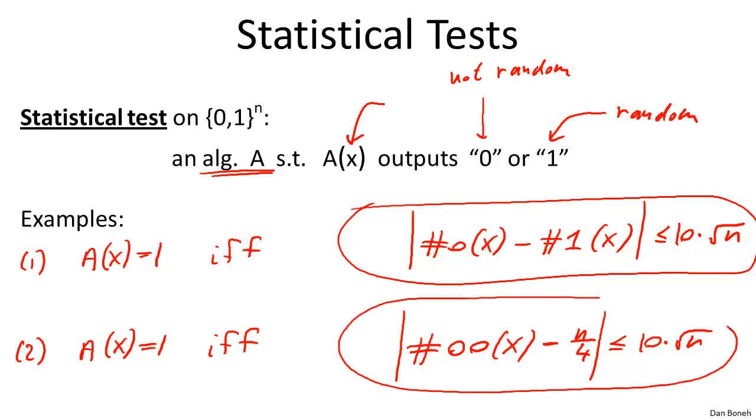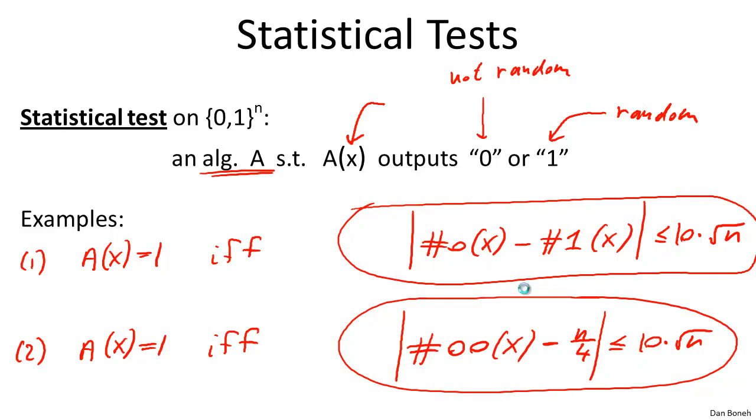Okay, so here are two examples of statistical tests that basically, for random strings, will output 1 with very high probability. But for strings that don't look random, for example, think of the all 0 string, neither one of these tests will output 1. And in fact, the all 0 string does not look random.